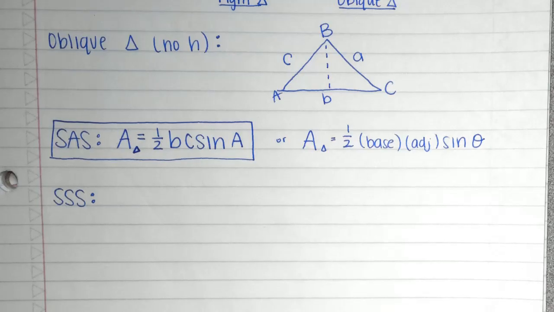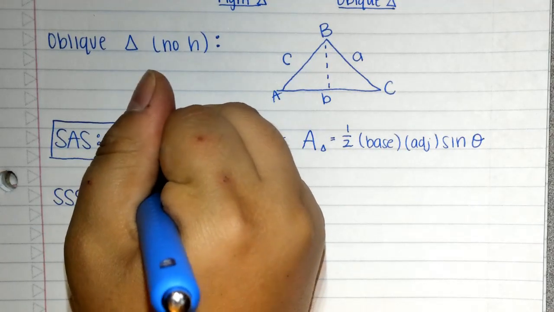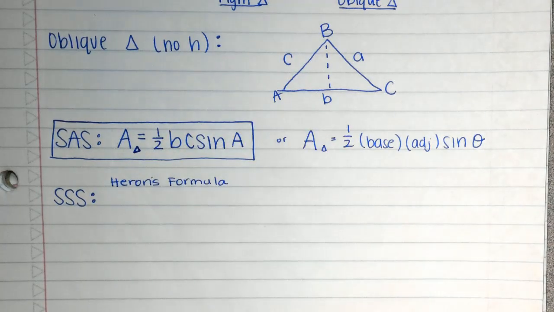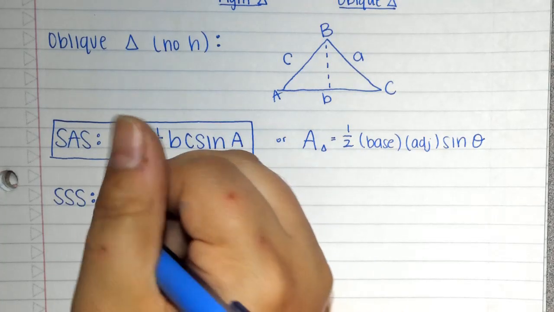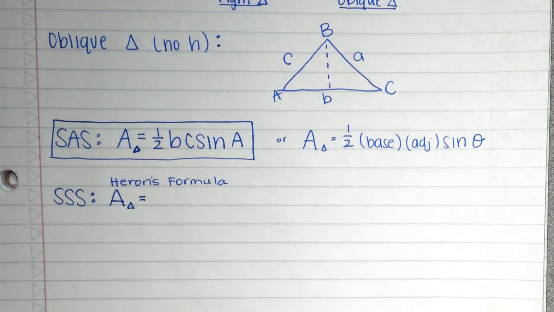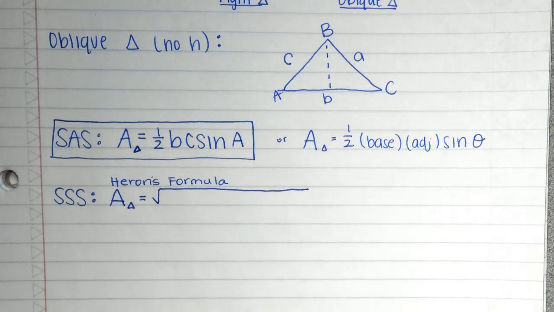SSS, you have to do something called Heron's formula. Does anybody remember learning Heron's formula in geometry? You definitely didn't learn it. If you're in L level, you didn't learn it in geometry. The area of the triangle equals, make sure your square root goes over all of it or I'll count off.